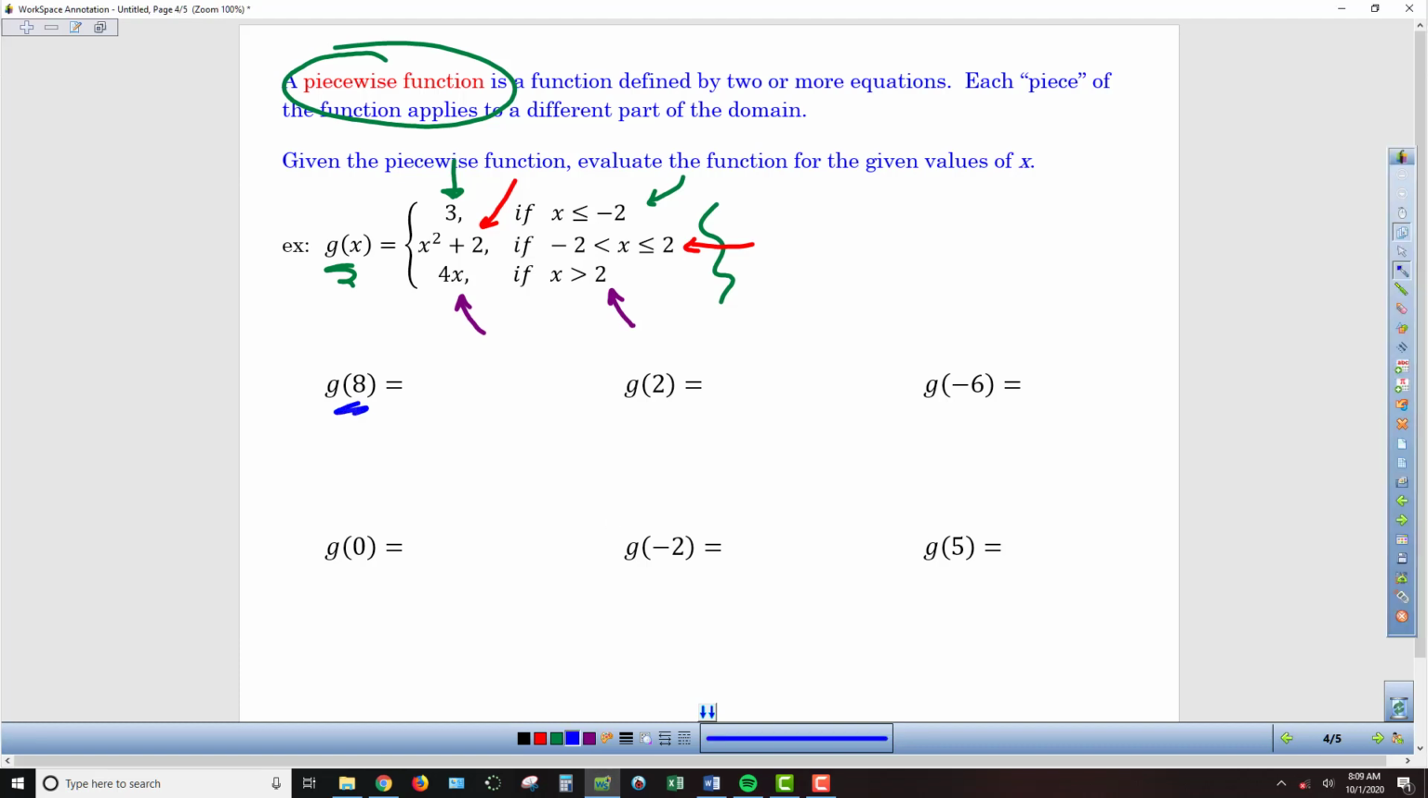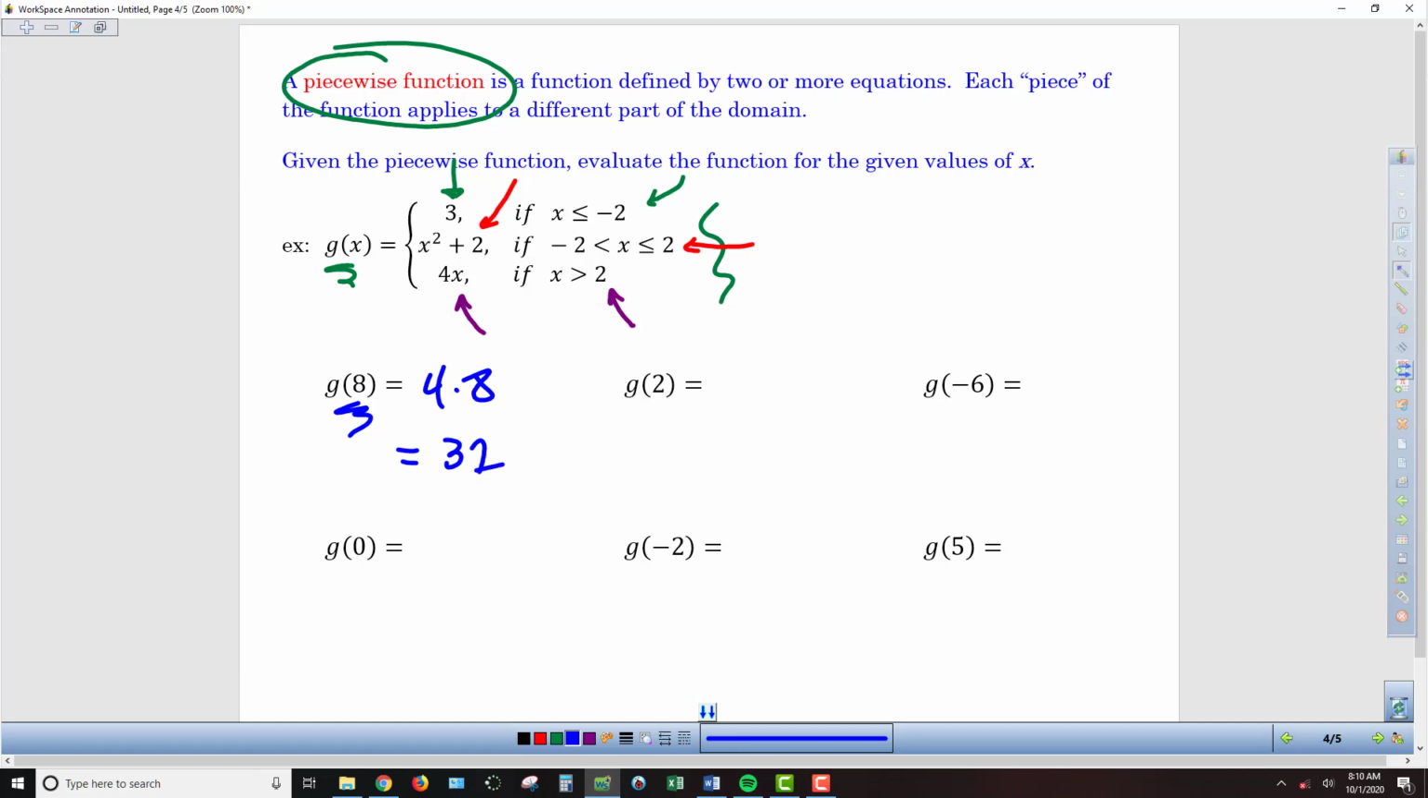So if we take a look at this first one, we're asked to find g of 8, meaning that 8 is our input. So that puts us into that bottom category where x is greater than 2, our input is greater than 2. So that means I'm going to do 4 times 8. I'm going to use that bottom function. And so 4 times 8, my output is 32.